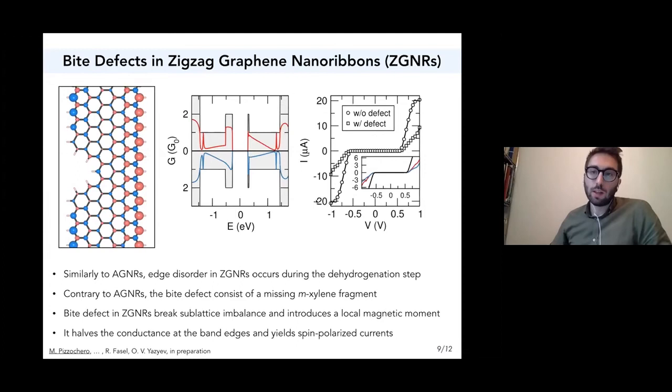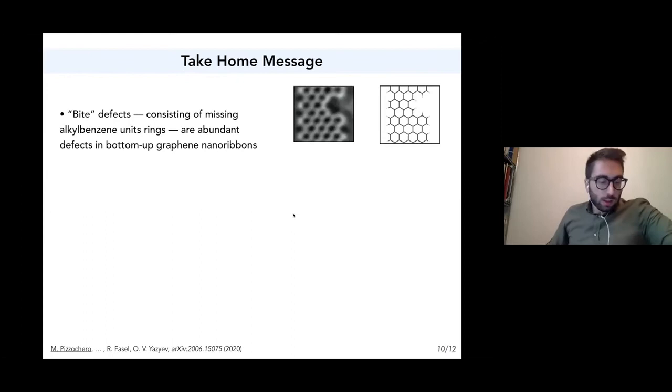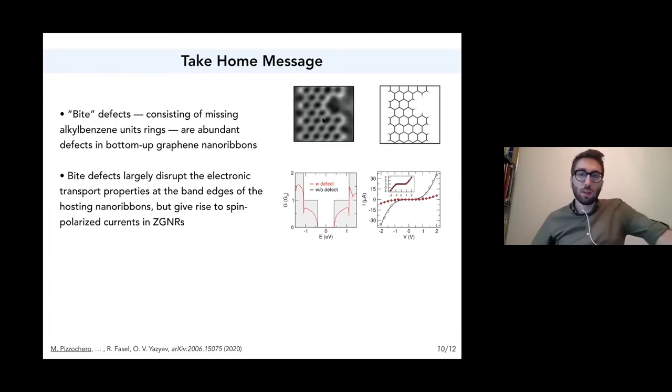So with this, I'd like to move to the take-home message of this presentation, which I hope I convinced you that bite defects are really everywhere in the bottom-up synthesis of graphene nanoribbons. Doesn't matter which edge you pick, whether it's armchair or zigzag, they may be different in atomic structure, but still you have these vacancy defects that are present at the edges, which in turn have a very detrimental role on the charge transport by disrupting the conductance at the band edges and decreasing the currents in the IV characteristics.